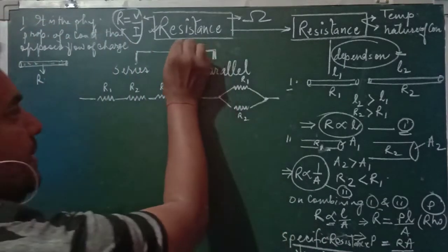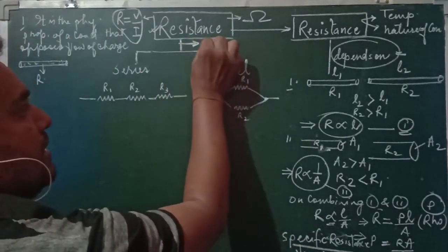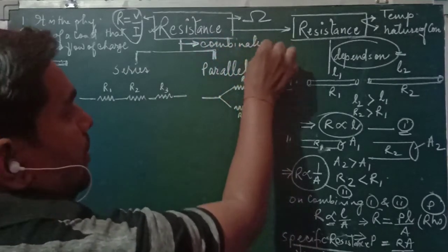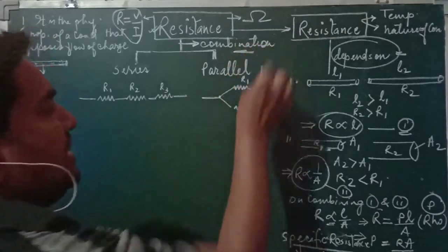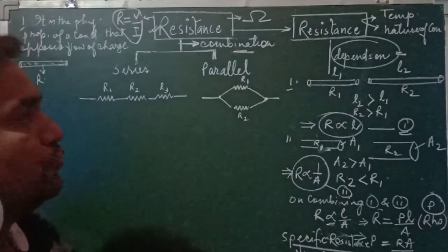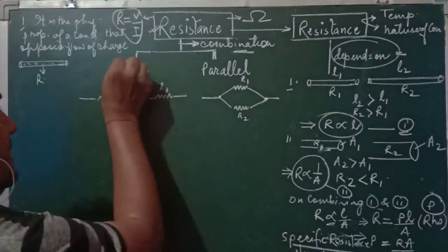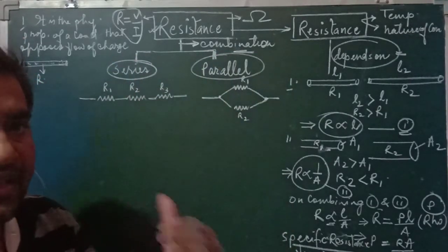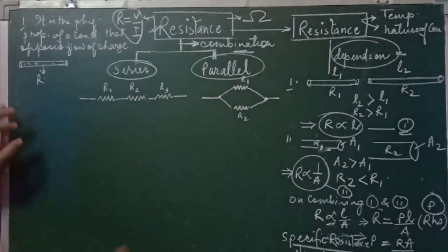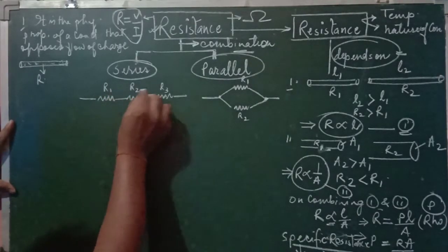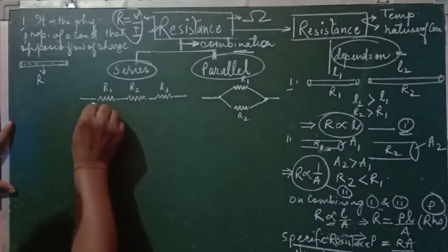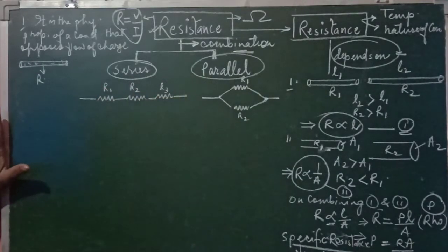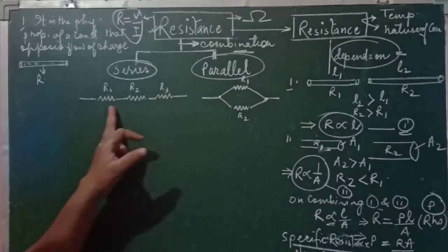Okay, students. So now combination of resistance is of two ways, that is the series combination and parallel combination. So in series combination, students, what happens there, remember there, R1, R2, R3 as we have taken as the resistors, they are connected in the series.